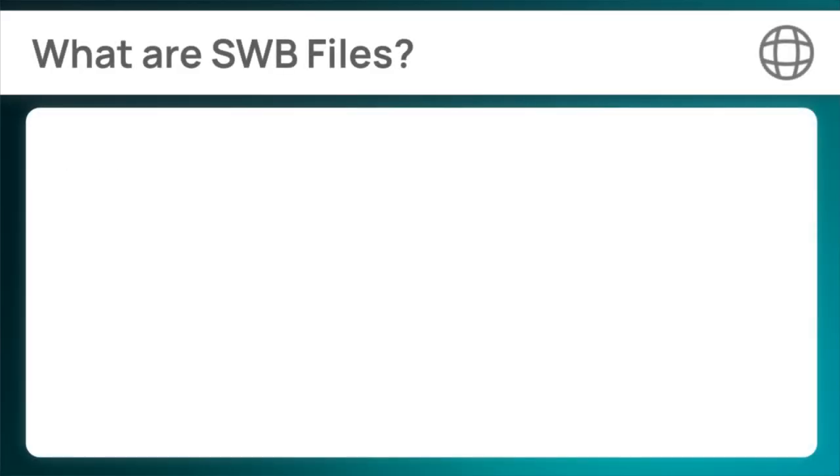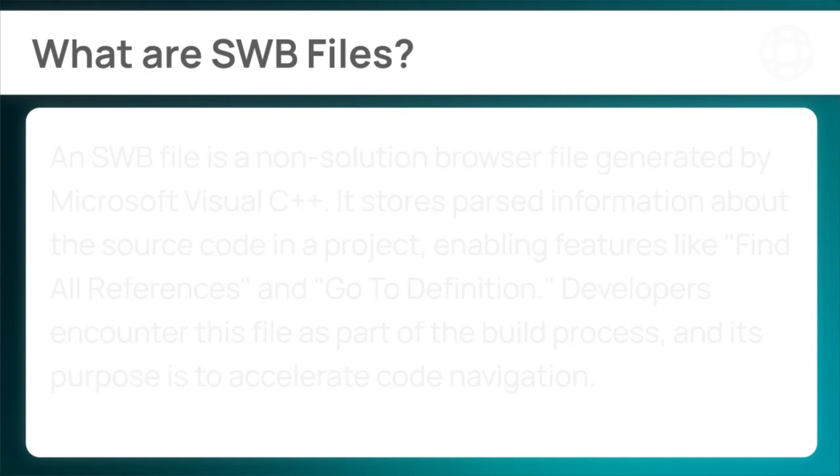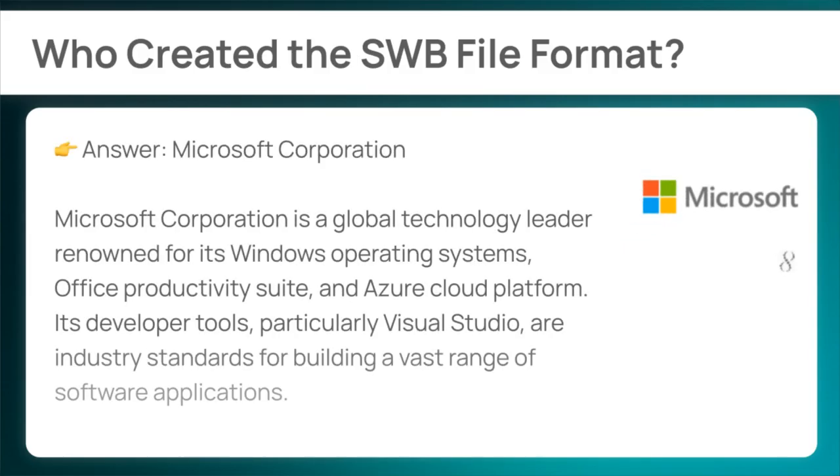An SWB file is a non-solution browser file generated by Microsoft Visual C++. It stores parsed information about the source code in a project, enabling features like find all references and go to definition. Developers encounter this file as part of the build process, and its purpose is to accelerate code navigation.